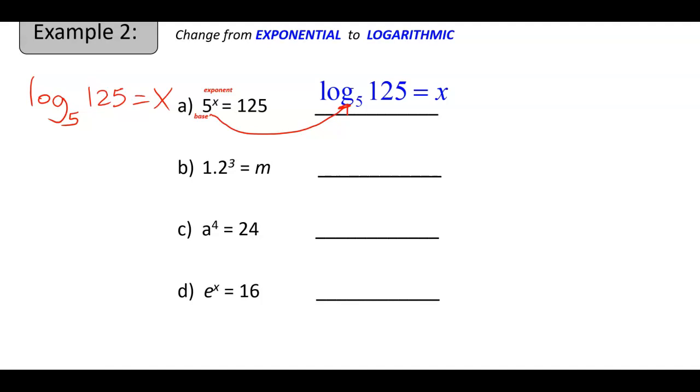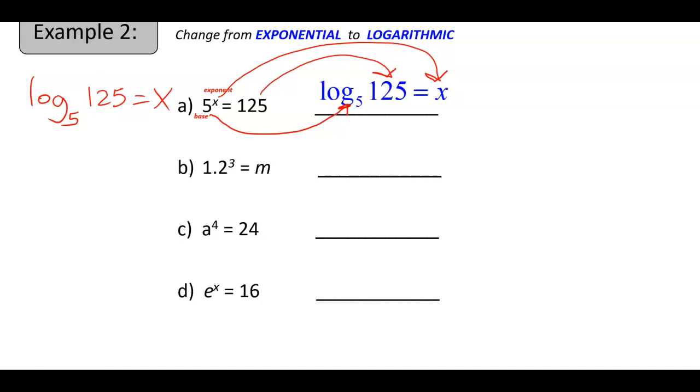So the base is the little number. The exponent is the answer, and then this is going to be in the middle. Okay, that's kind of the tricky trick there. Cool. Who thinks they know the next one? What do I always write first? What goes first? Log, right?